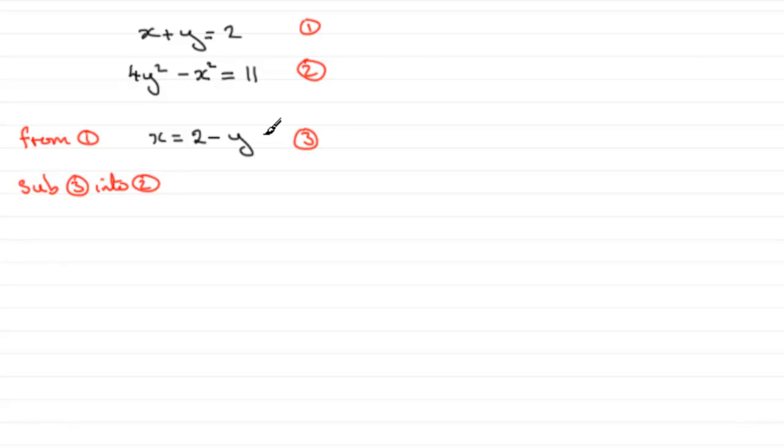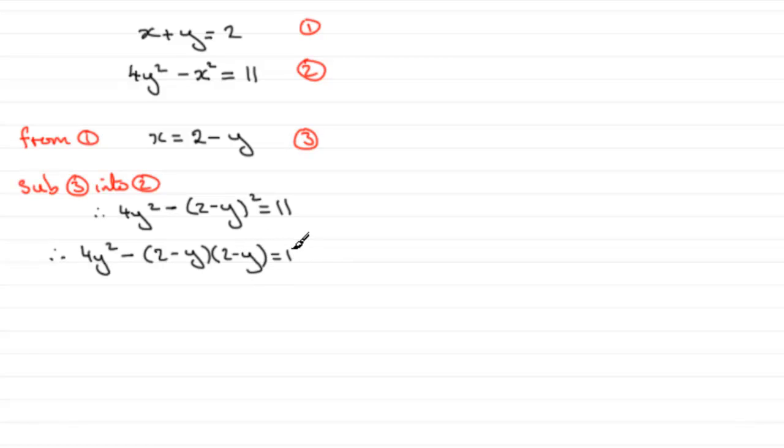And what that's going to give us is that wherever we see an x, we're going to write 2 minus y. So what we have is that, therefore, 4y squared minus, now x squared, we need to write that in brackets, so it's 2 minus y all squared equals 11. Now we need to expand this bracket here, and I know we could expand it straight off, I'm sure there's some of you out there that can do that, but it's very easy to trip up on something like this. So what I'm going to do is just write the two brackets out, and that equals 11.